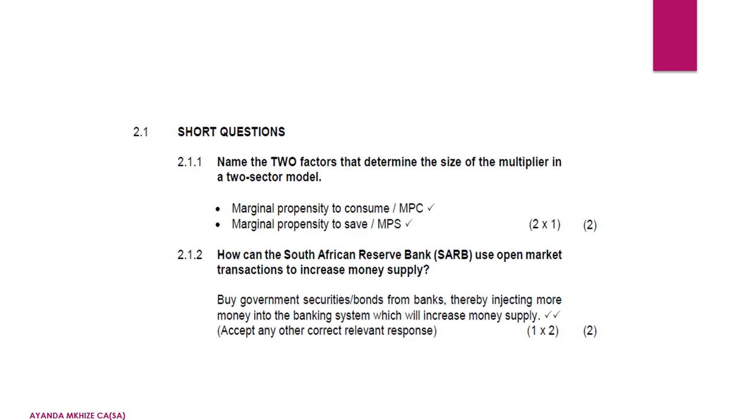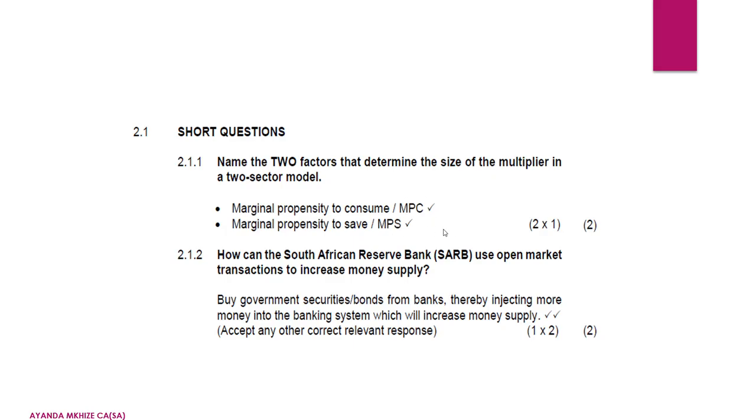Now, let's look at 2.1.1. Here's the solution. The solution is saying marginal propensity to consume, MPC, or marginal propensity to save, MPS. The question was to name two factors that determine the size of the multiplier in the two-sector model. We were correct by saying it's MPC and MPS.